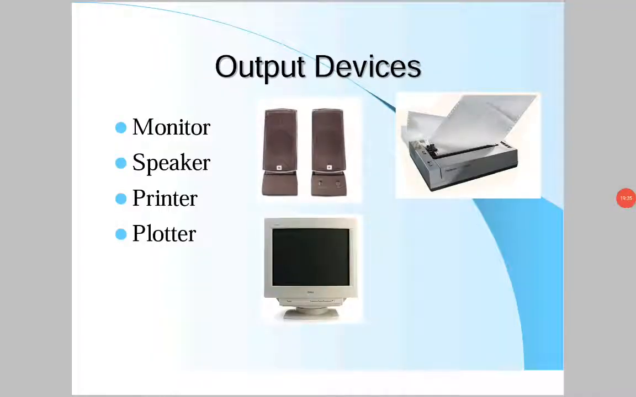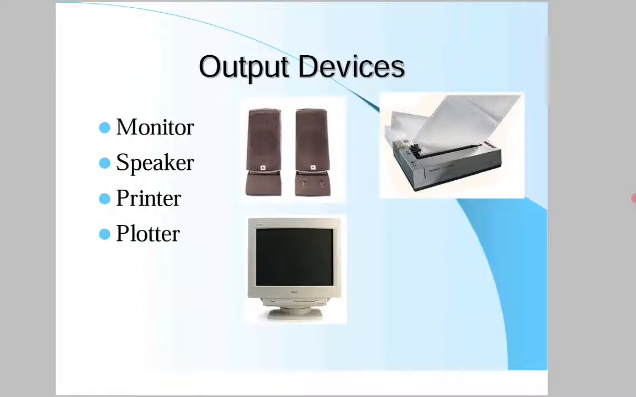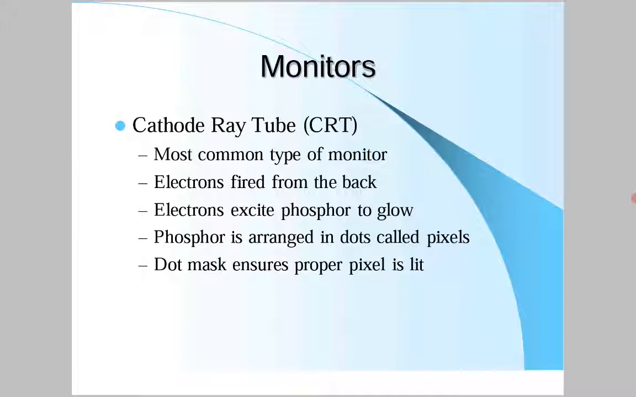So what are output devices? Basic output devices are monitors, speakers, printers, and plotters. Monitors are used to produce the data or information or the results on the screen or a monitor. Generally monitors are like TV screens.